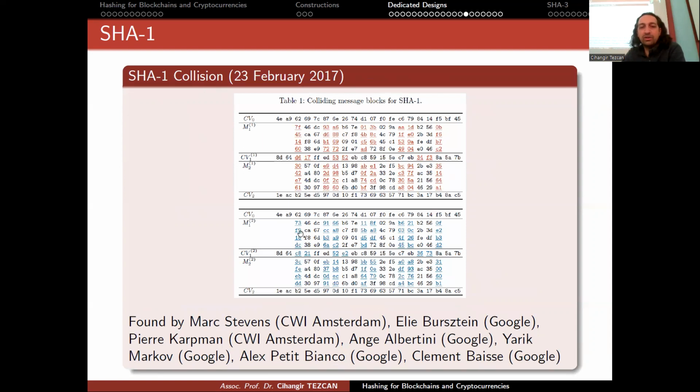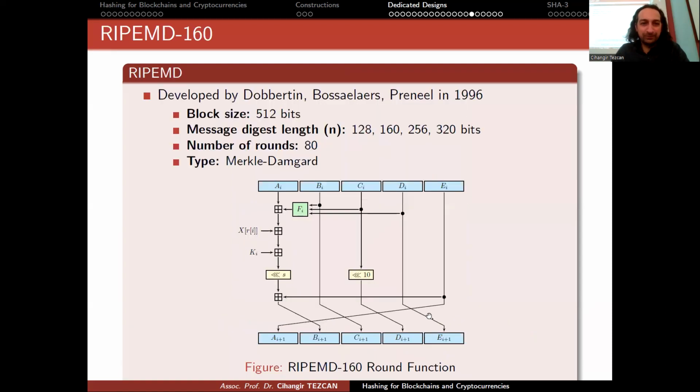And interestingly, this collision is not on 1 block, but on 2 blocks. As you can see here, the IVs are the same. So this is why it is not a free-start collision, but a real collision. So these 2 message blocks are different. Differences are shown with color, but the obtained hash values are the same. Okay, so this means that if you put these inside a file, you will have 2 files with the same hash value, which would actually break any cloud service if they use SHA1. Okay, this is why you should stop using it.